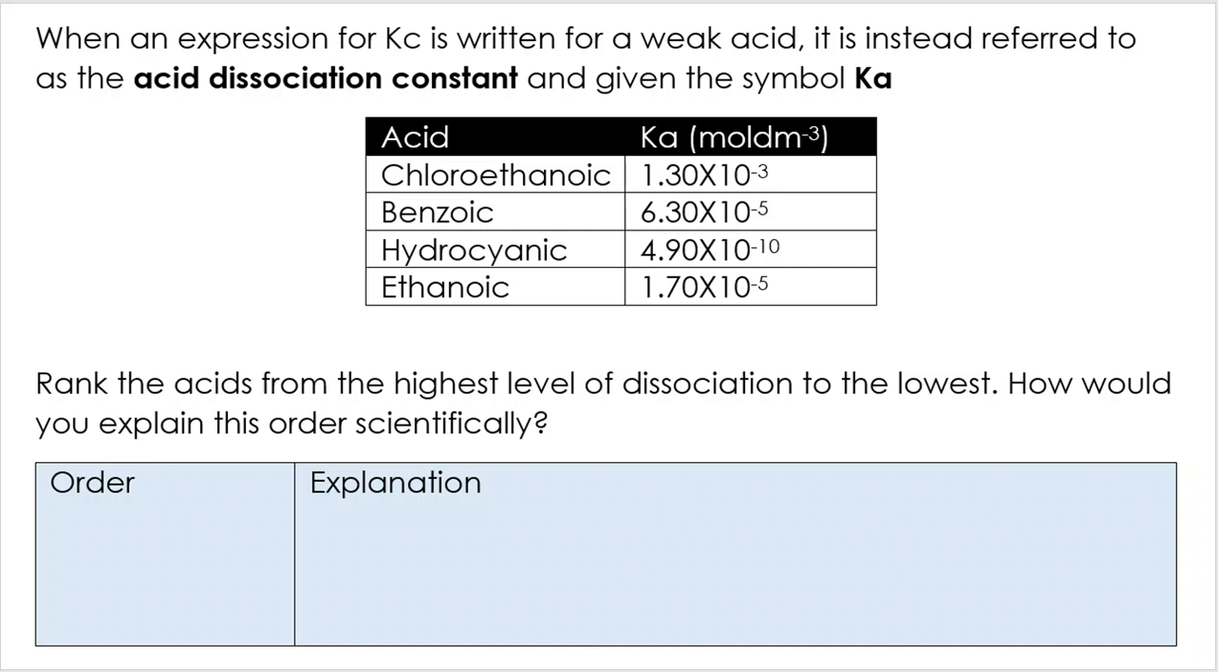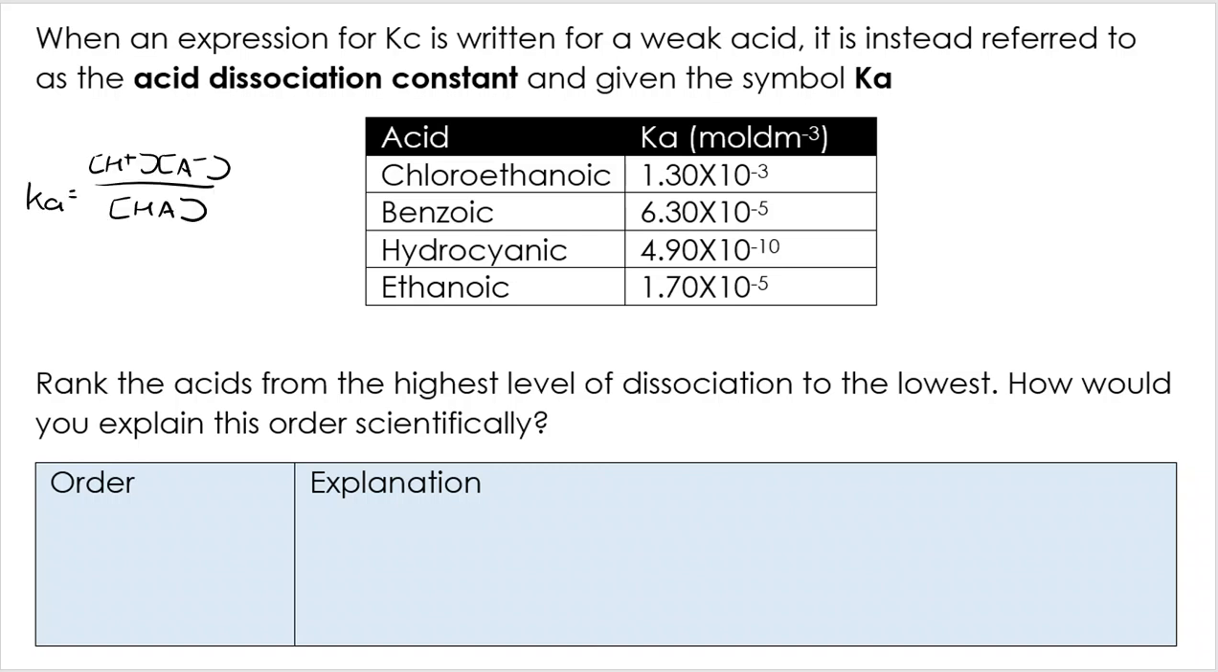And we've got some Ka values here for the dissociation of 4 acids: chloroethanoic, benzoic, hydrocyanic, and ethanoic. So your first task here is to really think about which of these has got the highest level of dissociation, which has the lowest, and how would you explain that scientifically?